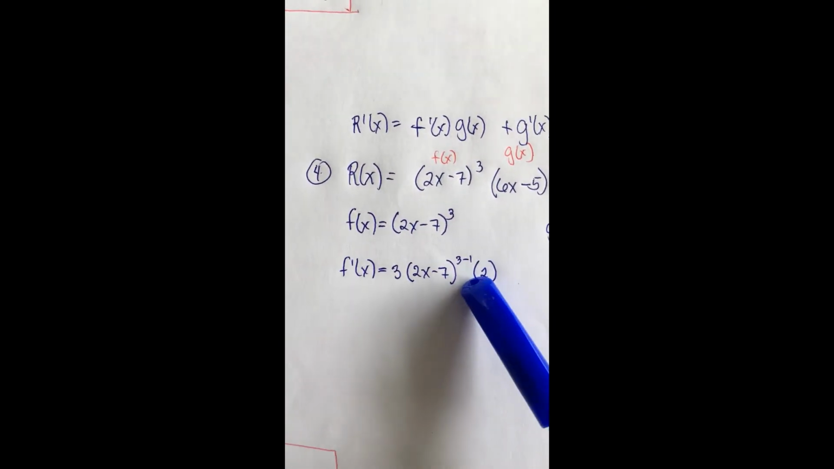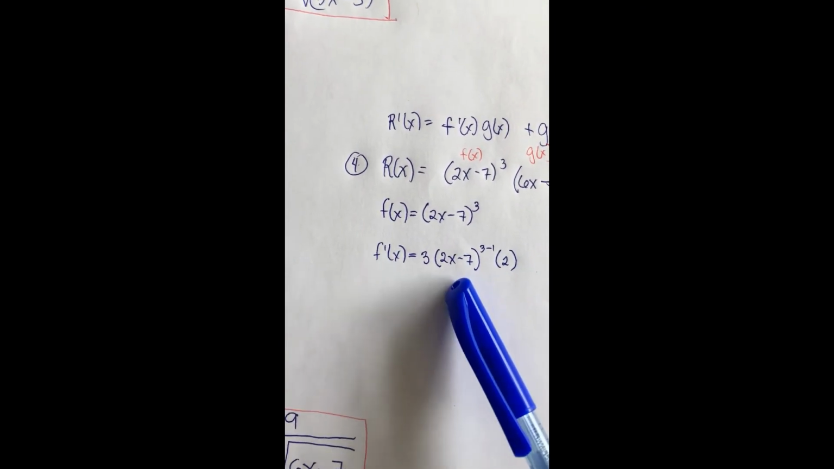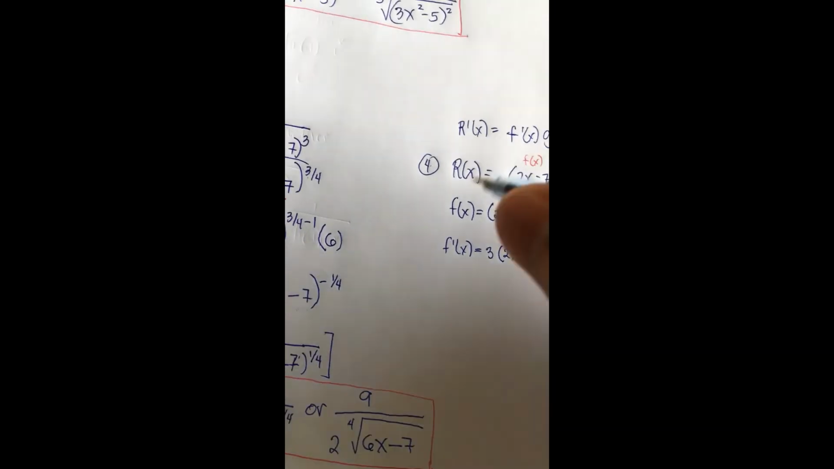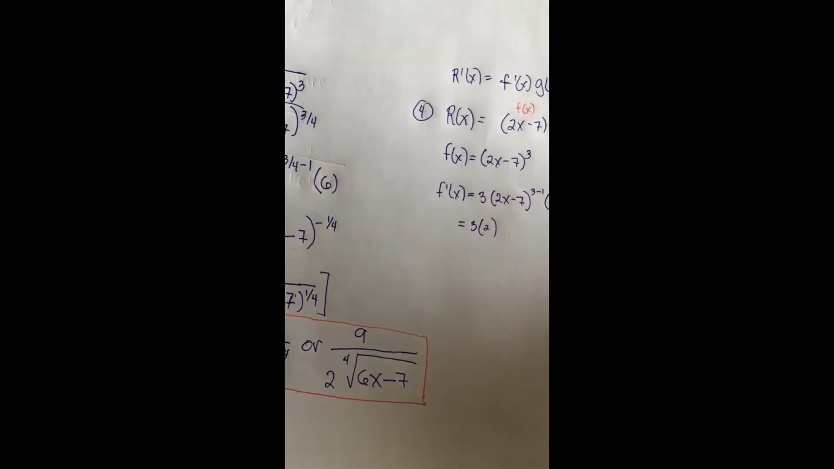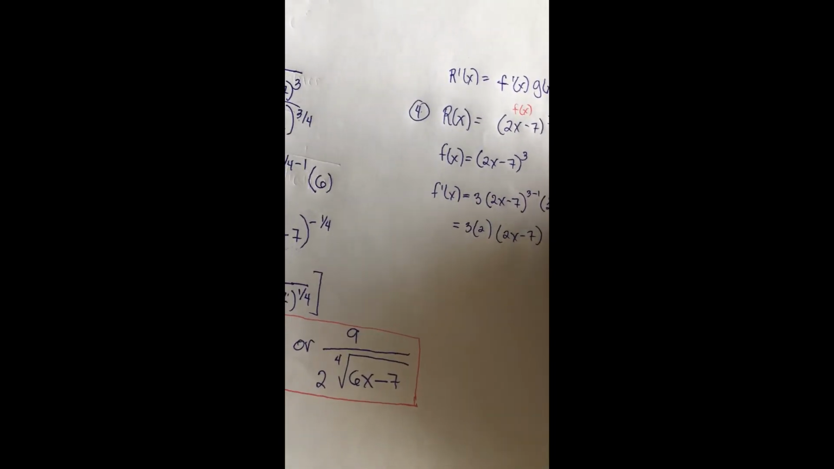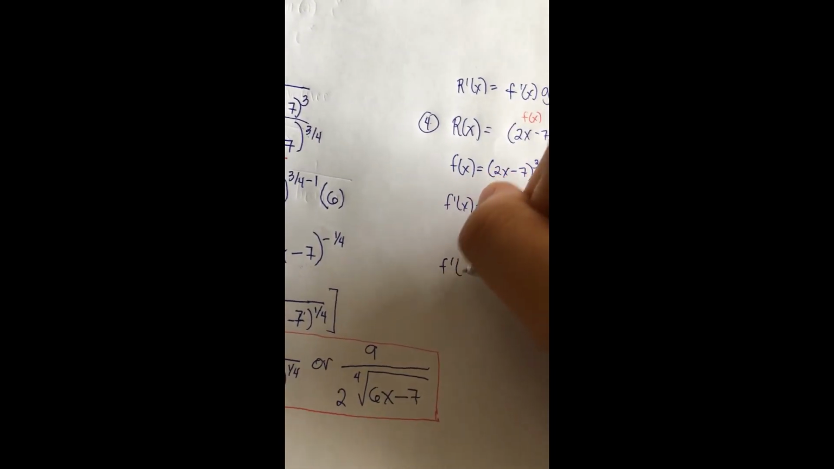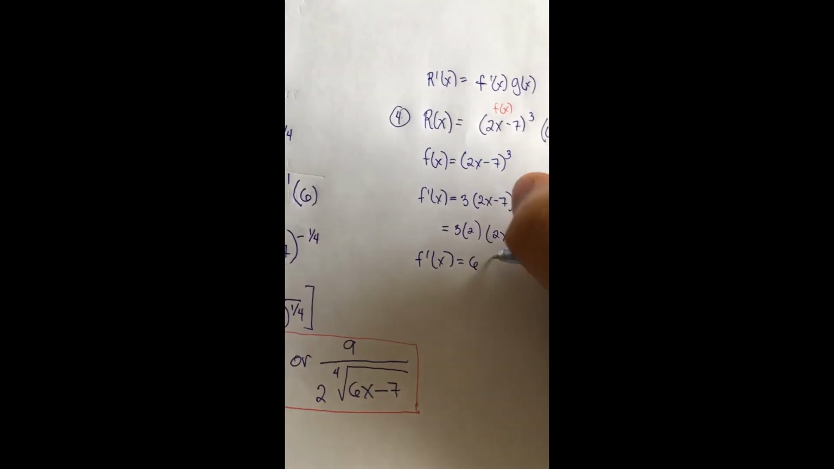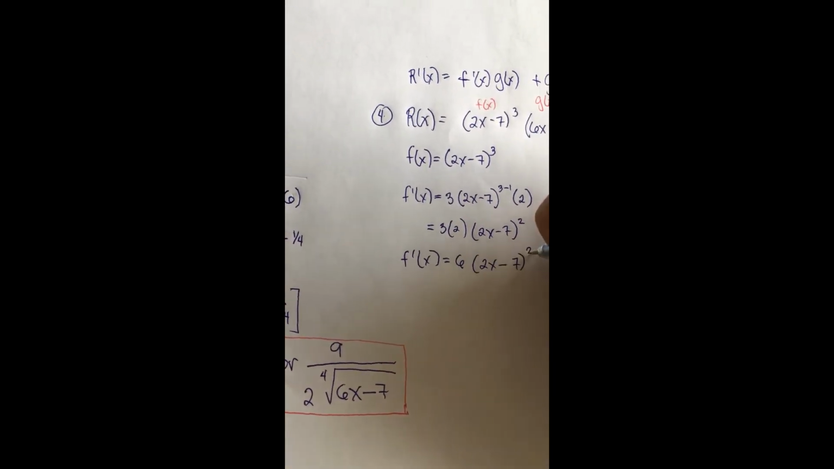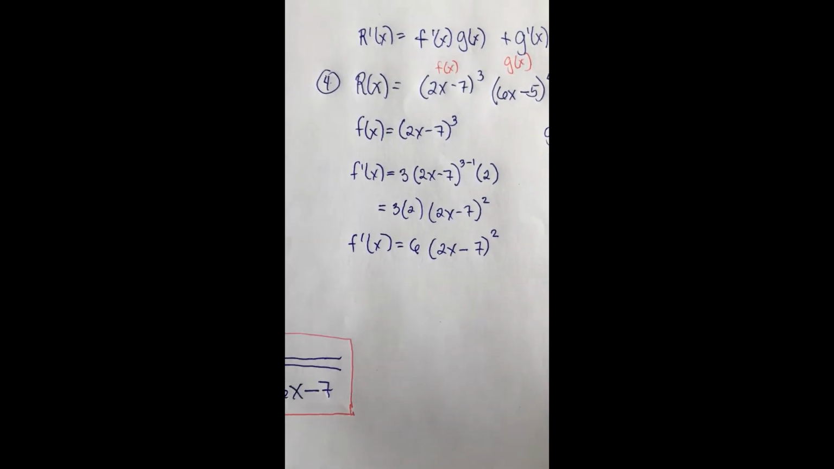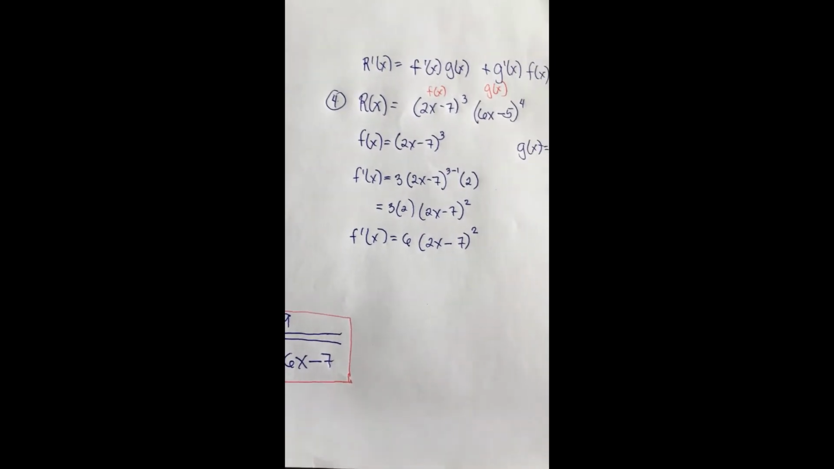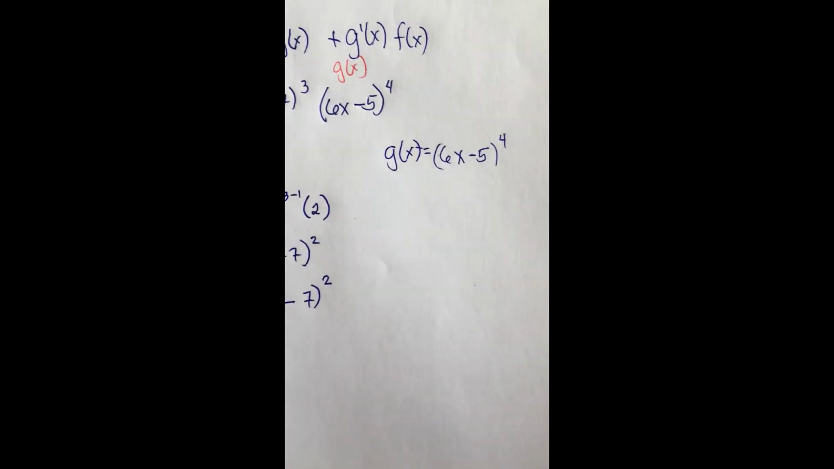Okay? So the derivative of 2x minus 7 is 2. Again, saan galing ang 2? 2 is galing sa derivative ng 2x minus 7. Arrange. So you have 3 times 2 times 2x minus 7. 3 minus 1 is 2. So the derivative of your f of x is 6 times 2x minus 7 squared. Of course, you cannot distribute because the exponent is 1. It's not 1. Sorry.